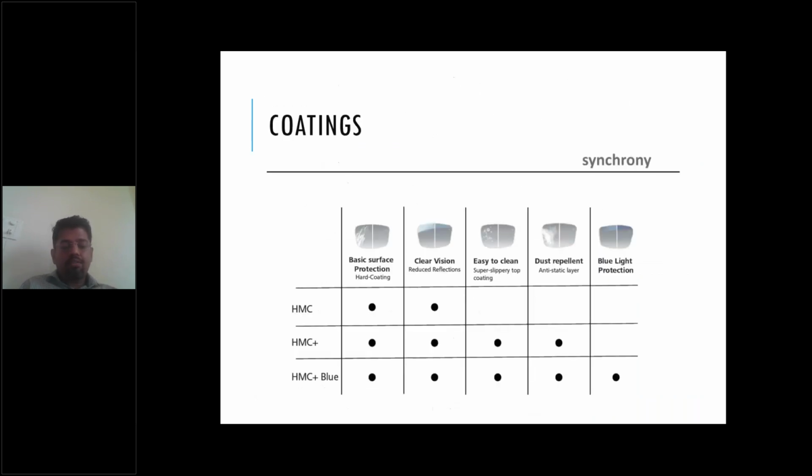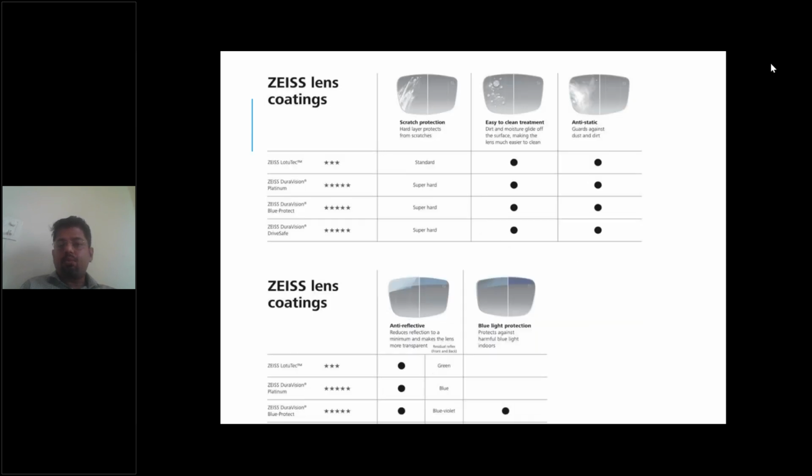So I'm just taking an example of a few companies where they can have multiple coatings, and why it is exactly necessary. As you can see over here, Zeiss has the DuraVision Platinum, DuraVision Blue Protect, DuraVision Drive Safe, right? All these contain the standard one, which has a green coating. As you can see, it is a continuity of the above. But where you see the Zeiss DuraVision, it has a blue violet shade. It has a super hard layer which protects from scratches.